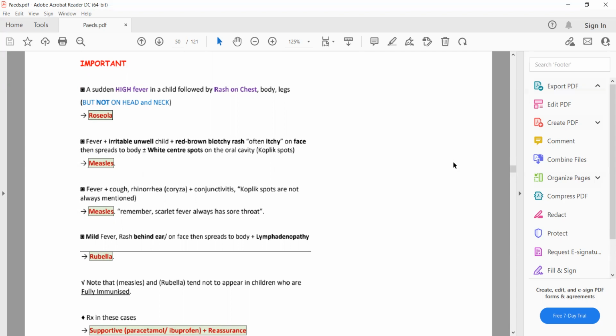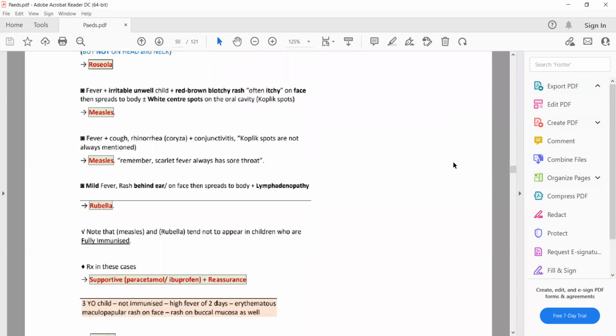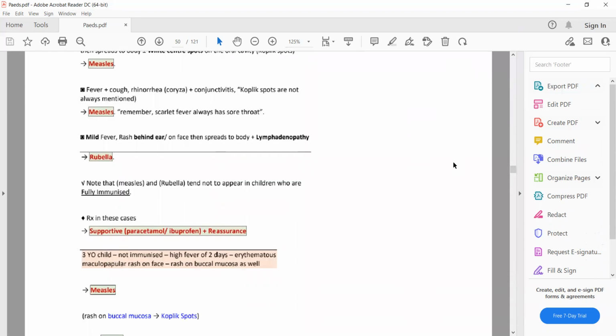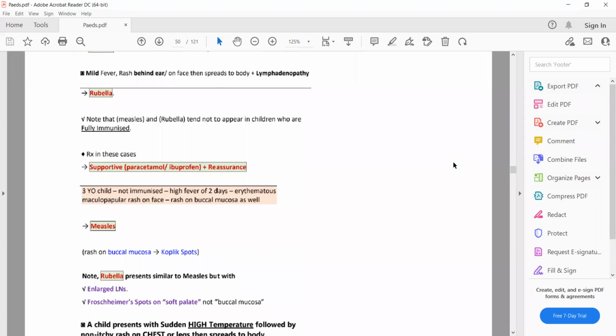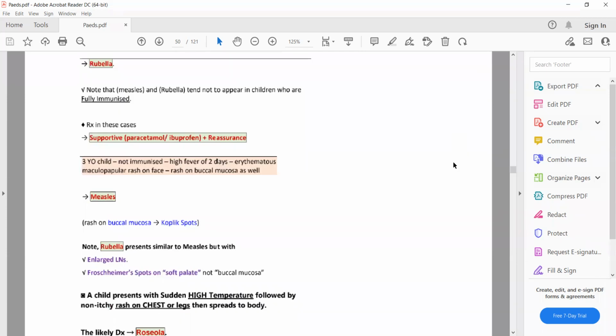Remember that measles and rubella tend not to appear in children who are fully immunized. For example, a 3-year-old child not immunized, high fever for 2 days, erythematous maculopapular rash on the face, rash on the buccal mucosa. Whenever there's involvement of the buccal mucosa, the diagnosis will always be measles. And whenever there's involvement of the soft palate, then your diagnosis will be German measles or rubella.